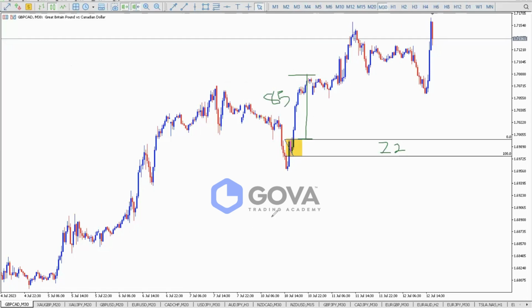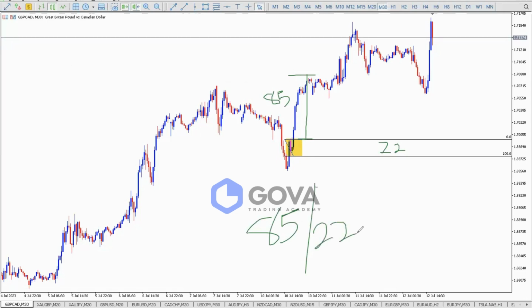So it means that 85 divided by what? 85 divided by 22 is going to give us the risk-reward ratio, 1 to what? So let us calculate it using our calculator. Remember, I told you guys to always use your calculator. So this is going to be 85 divided by 22.